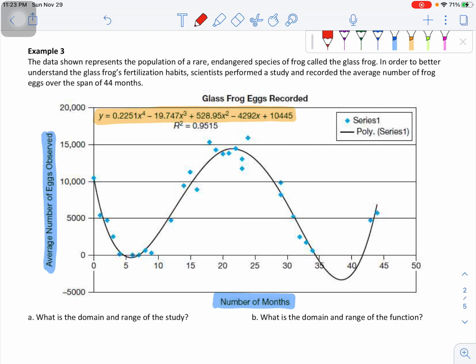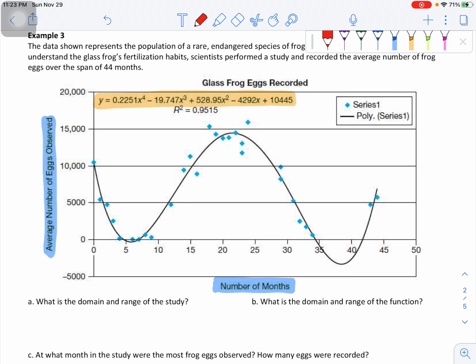Okay, so very first question, part A: what is the domain and range of the study? Now, the study is the actual scientist going out in the field and counting up these little eggs. So the domain, these are our possible x values, and the domain here would be, well, we started with 0 months and we stopped at 44 months.